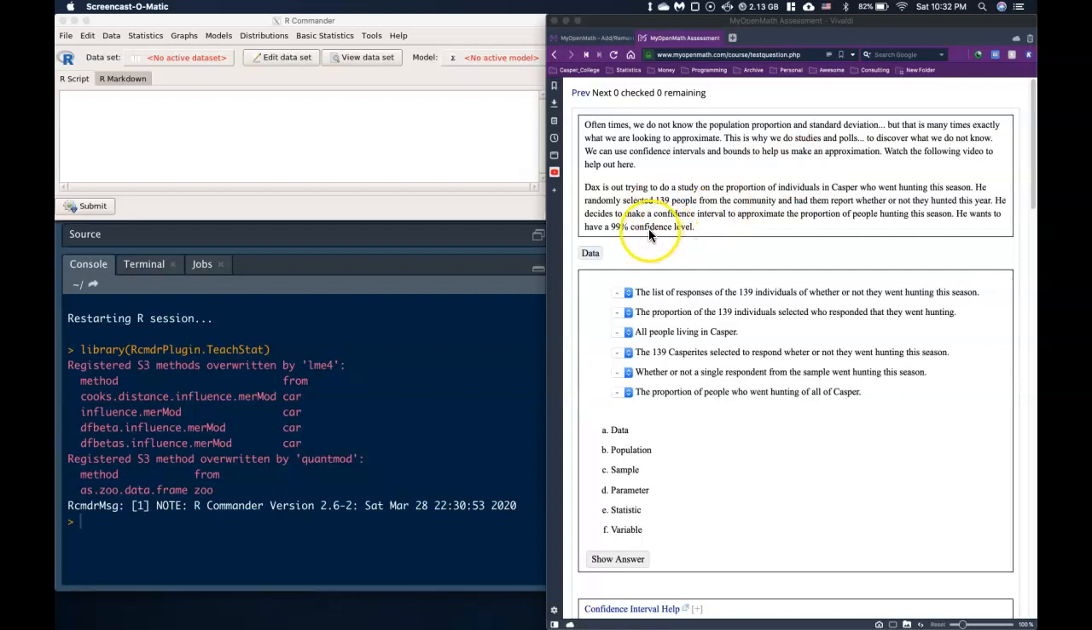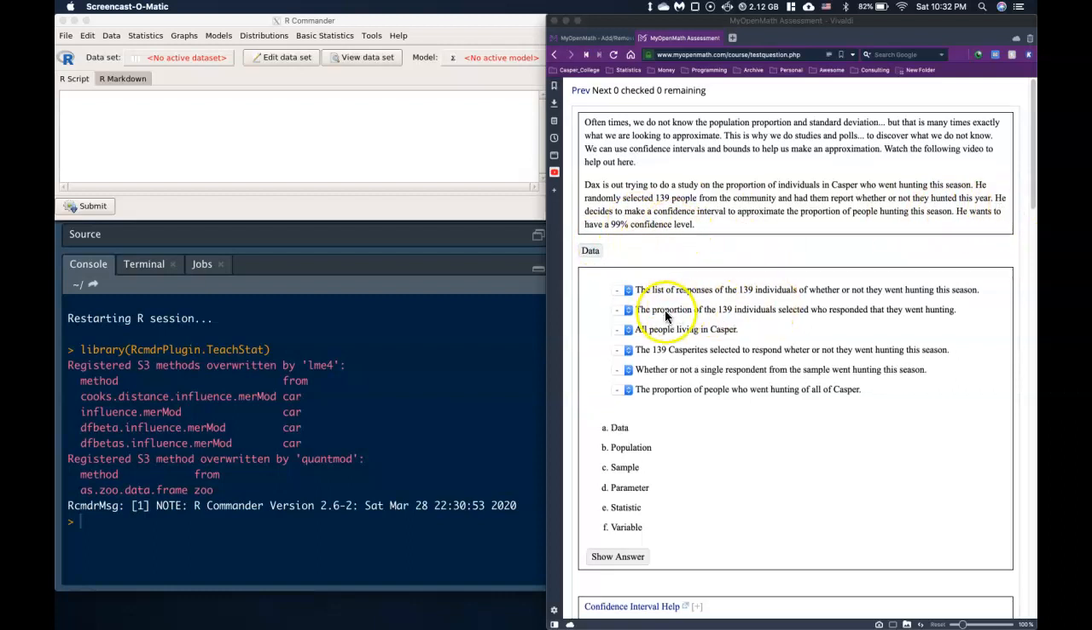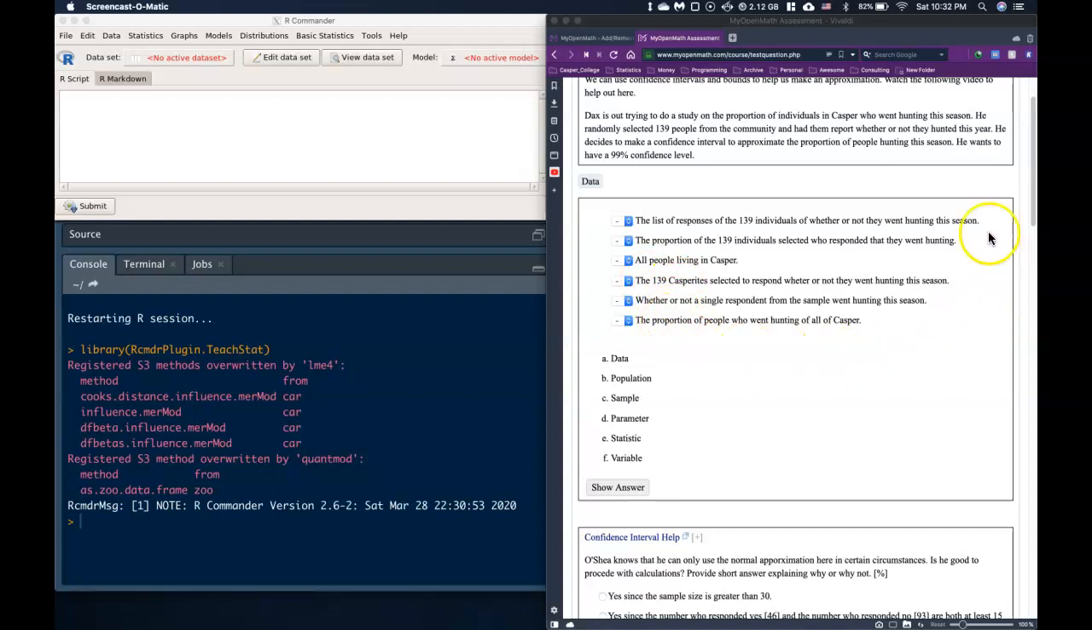He decides to make a confidence interval to approximate the proportion of people hunting this season. He wants to have a 99% confidence level. First things first, let's look at our breakdown of our test and what our sample and population are. Let's just start at the top.